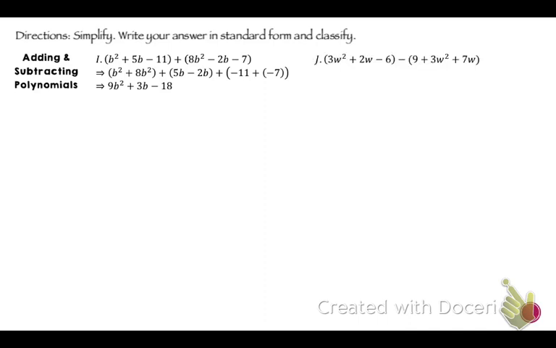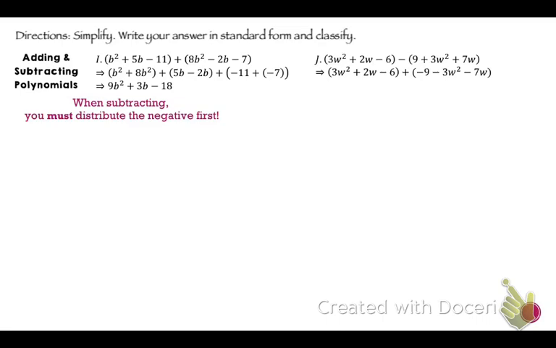Let's do this one. Now this is a subtraction one. So on subtraction, you must distribute the negative first. If you do not do this, you will get it wrong. I promise. So the negative only distributes to the second parenthesis. So that becomes a plus sign, and that becomes negative 9, negative 3w squared, and negative 7w.